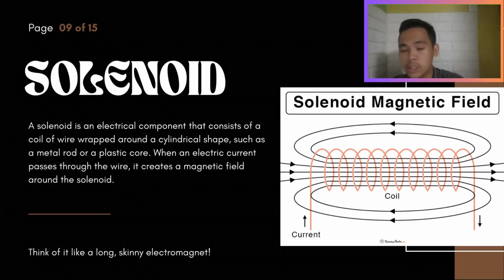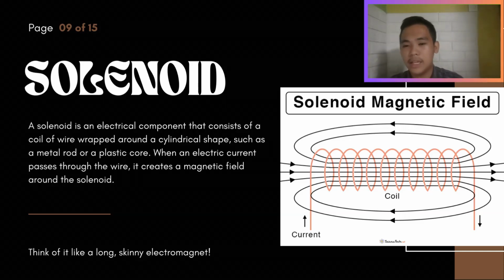So now we go to a solenoid. What is a solenoid? A solenoid is an electrical component that consists of a coil of wire wrapped around a cylindrical shape, such as a metal rod or plastic core. When an electric current passes through the wire, it creates a magnetic field around the solenoid. So, si solenoid daw, isang coil of wire pa din, which this time is naka-wrap around through a series of loops in one long line or in one long succession. So yun yung difference ng kanila.